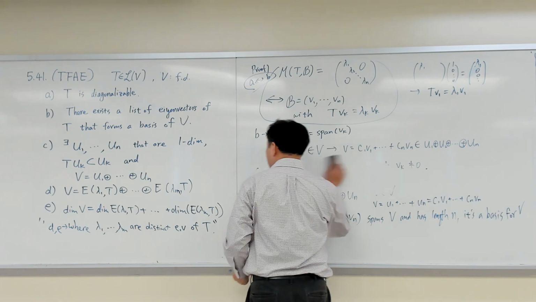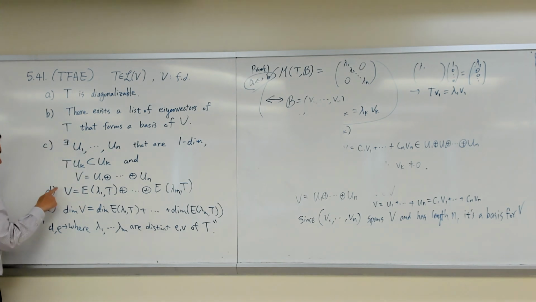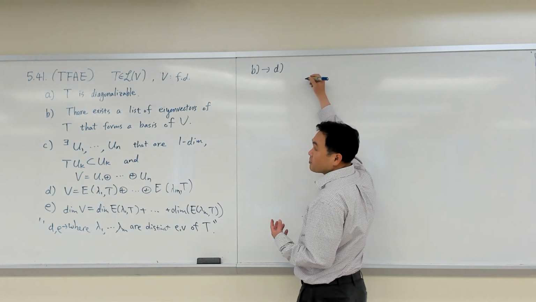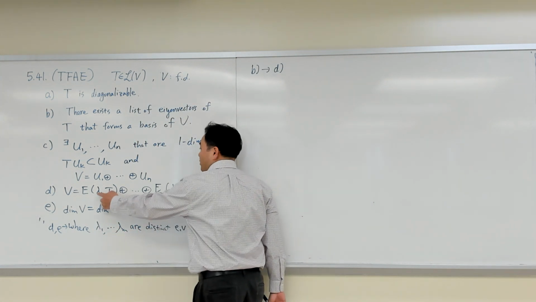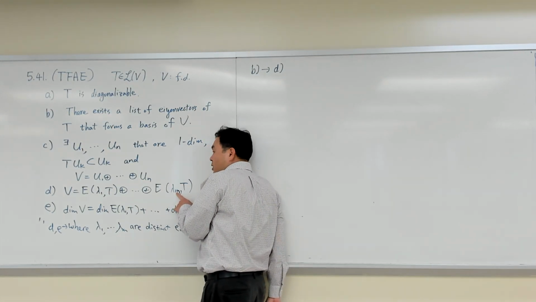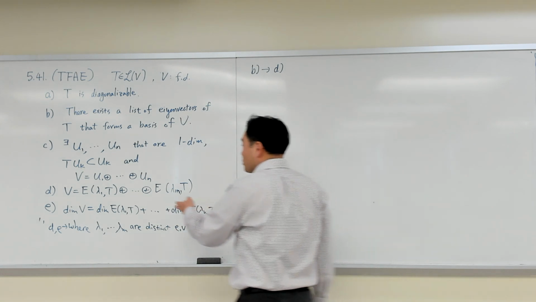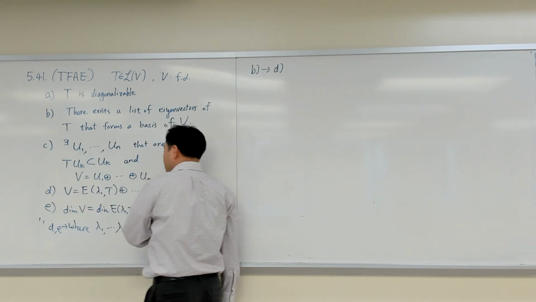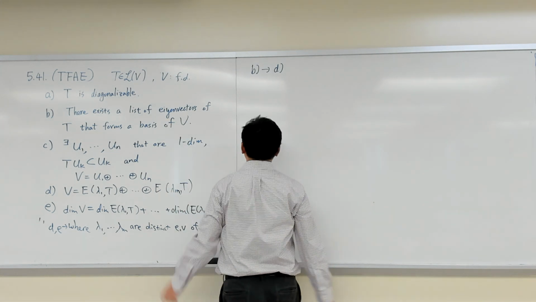Now the plan for the rest of the proof is to show that B implies D, and then D implies E, and then I'm going to show that E implies B. Then it'll be done, right? So from the previous 5.38, we know that if lambda 1 through lambda m are distinct eigenvalues, then it's a direct sum. So we already showed that. What's important is that the entire V is made by these. So I want to show that if this happens, then this is true. How do we show that?